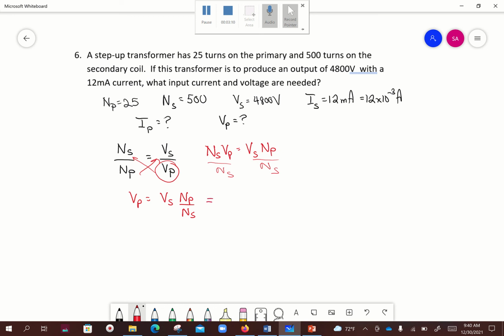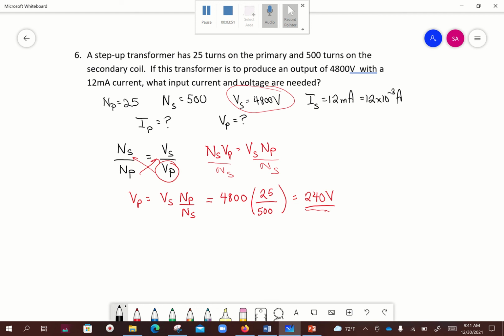All right, so now we know everything. So we just now plug and chug. So VS, my secondary voltage, output voltage is 4,800 volts. I've got 25 turns on the primary, and I've got 500 turns on the secondary. All right, and so I'm going to get an input voltage of 240 volts. Remember, a step-up transformer takes a small voltage and turns it into a big voltage. So I have 240 volts going in and 4,800 volts going out. So that confirms it is a step-up transformer.